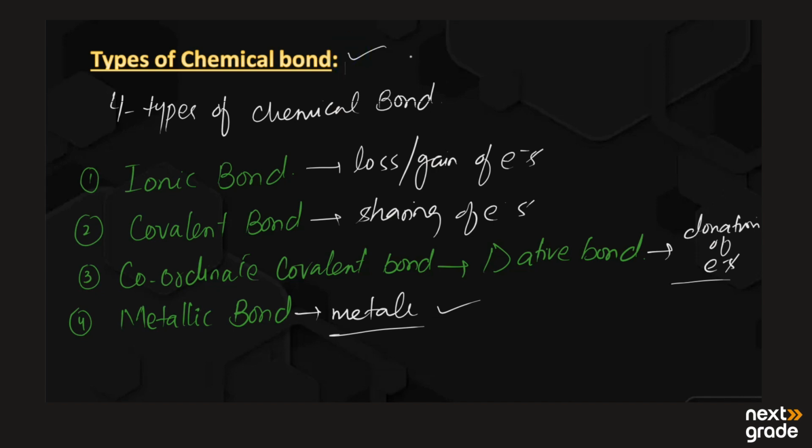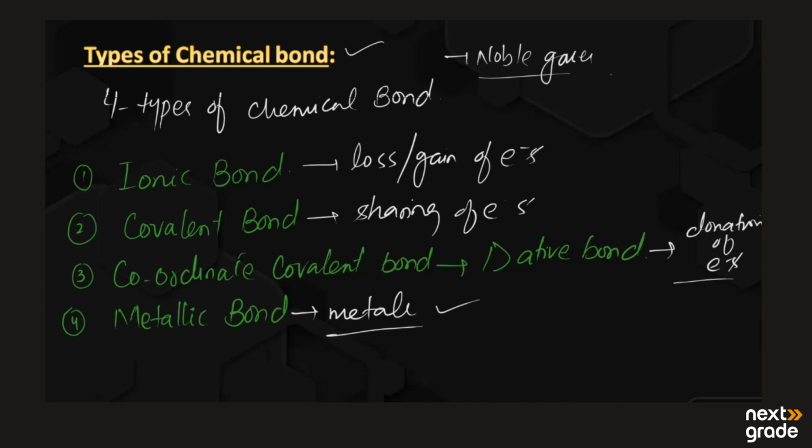So these are mainly the four ways in which atoms can form a chemical bond. They can gain stability as well, or they can gain the electronic configuration that is near to the noble gases. I hope you guys understand this chemical bonding in detail along with its types.